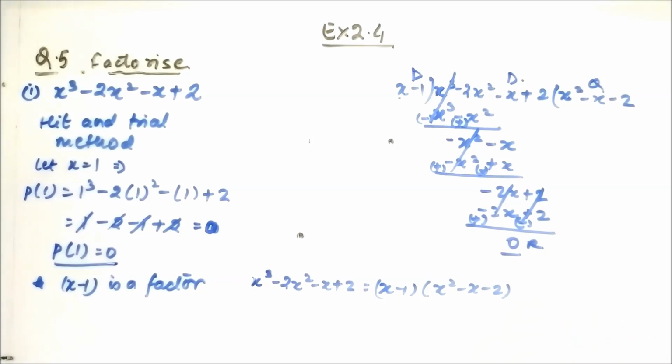So we know that the division algorithm is what? Dividend is equal to divisor into quotient plus remainder. Since the remainder is 0, I am not writing that.